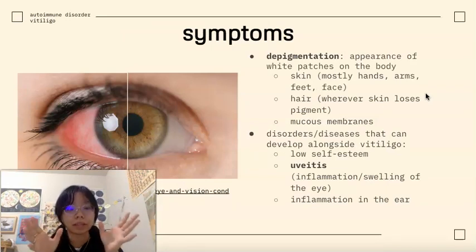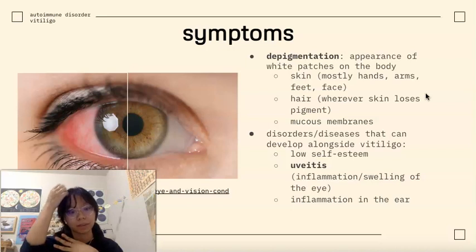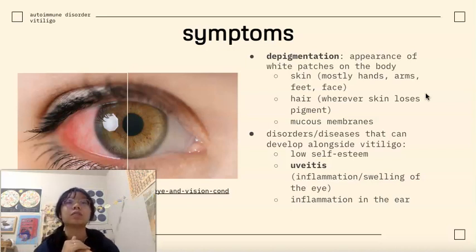The main symptom is depigmentation, which is just the appearance of white patches on your body. Specifically, white patches on your skin, mostly your hands, your arms, your feet, your face even, and also hair in the same areas where skin is affected. You can also develop some other disorders or diseases alongside vitiligo.